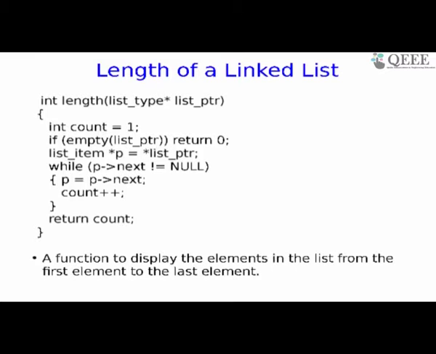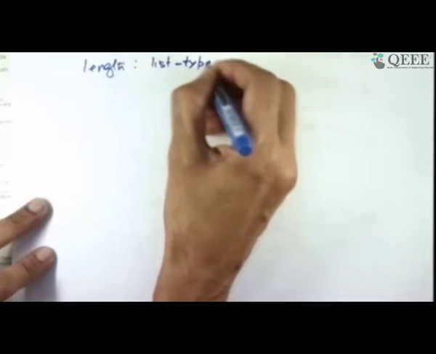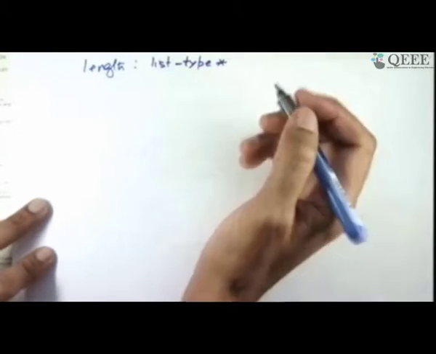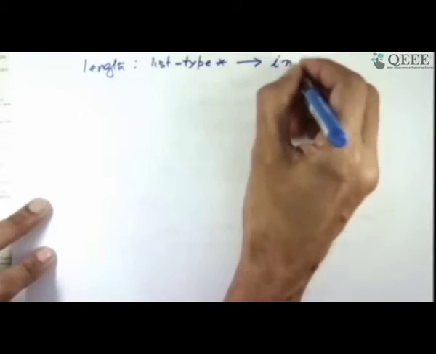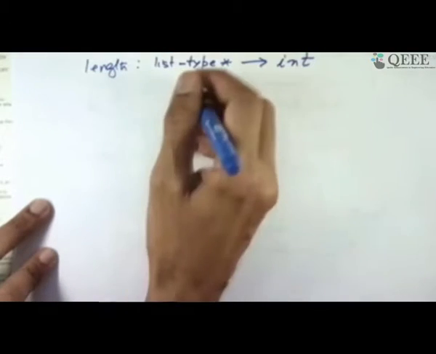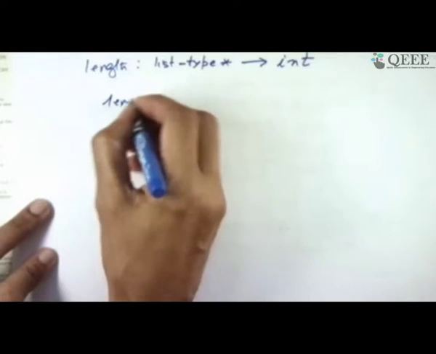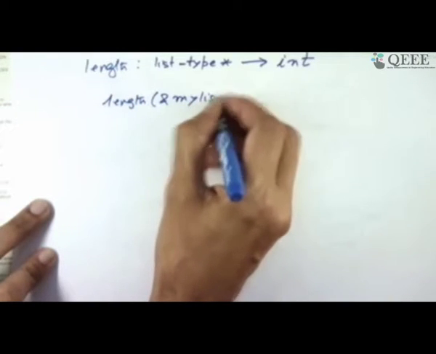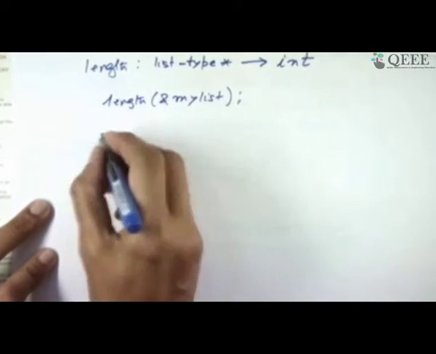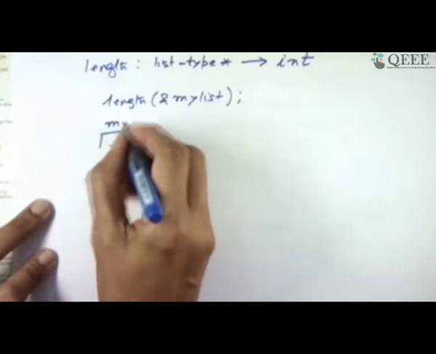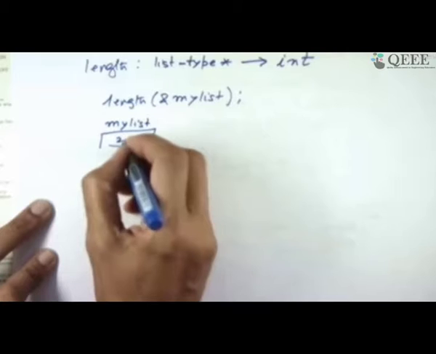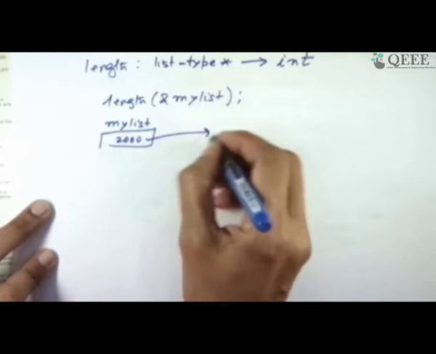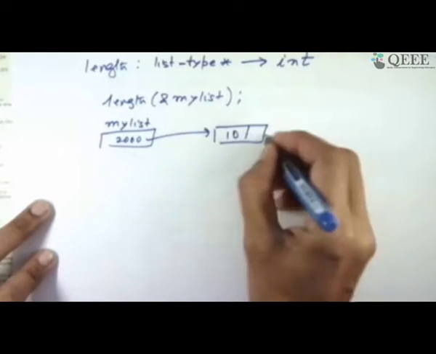So here is my length function. As given, it takes a list underscore type star, and what does it return? It returns an integer. This is what it does. What am I giving it? If I want to call it, what should I call? In the current specification, I have to call length with the address of my list. Why? Because suppose this is my list, suppose it has some address 2000, and it goes on to the heap and has built up a list.